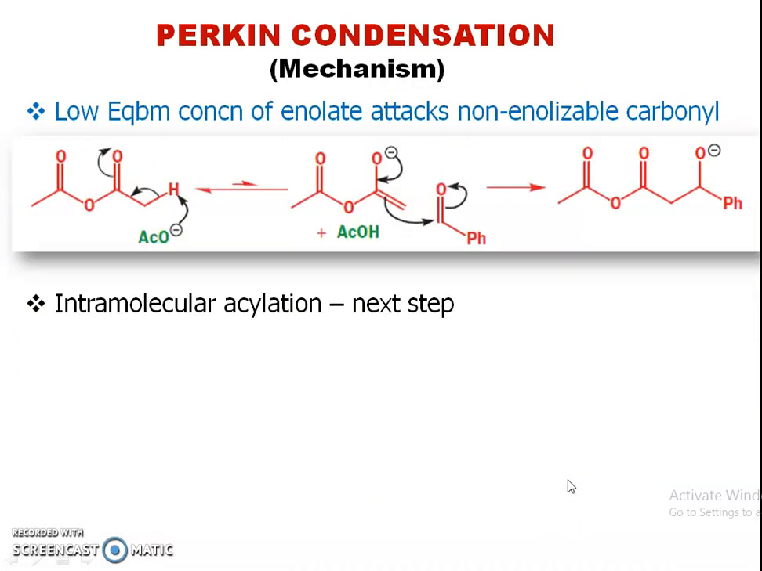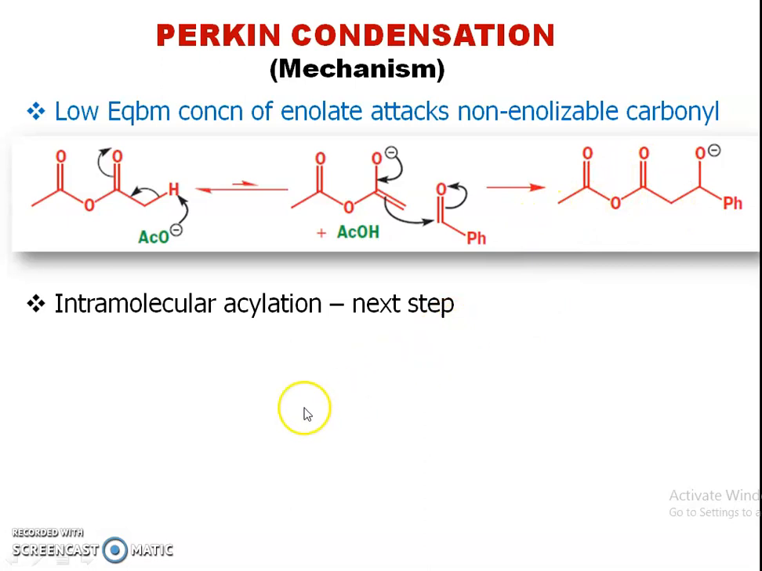This is the example. Coming to the mechanism, with acetic anhydride in the presence of a weak base, you can get only a very low concentration of enolate, because this acetate, the strength of this base, is not enough to get enough quantity of enolate. So this low quantity of enolate will be added to the non-enolizable part, that is benzaldehyde, and it forms an intermediate structure like this, and this is similar to an aldol.